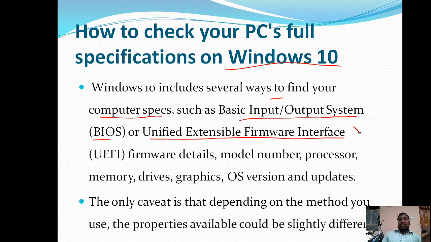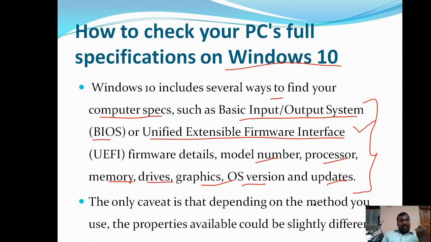So we use this firmware, BIOS or UEFI firmware, to start your PC whenever the power is switched on. Okay, and the model number of your BIOS, processor details, memory details, drivers details, graphics details, operating system version details, the name of the operating system, the name of the user, and the key of that particular operating system version, etc. And whether any updates are available, or what updates are installed. All this information we can get.